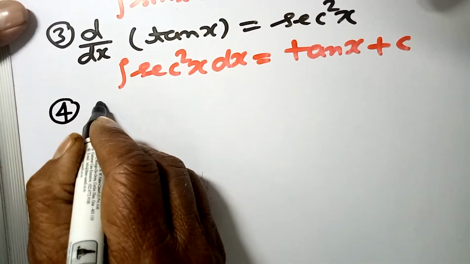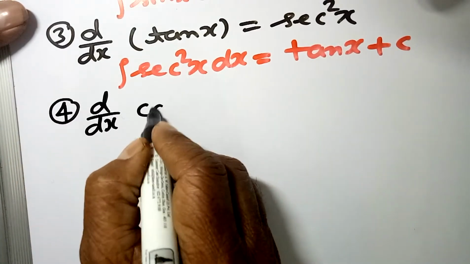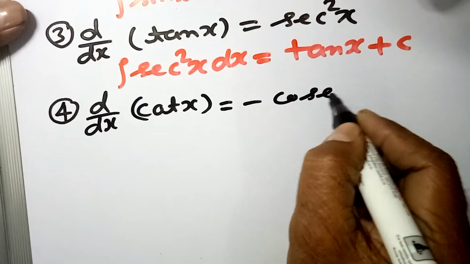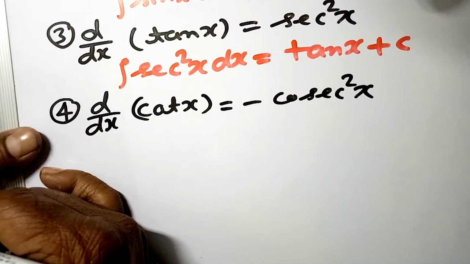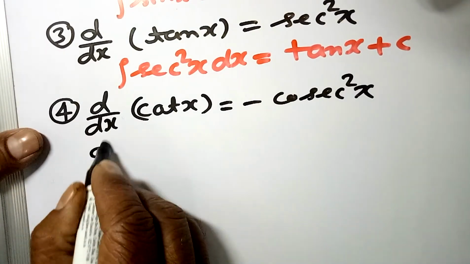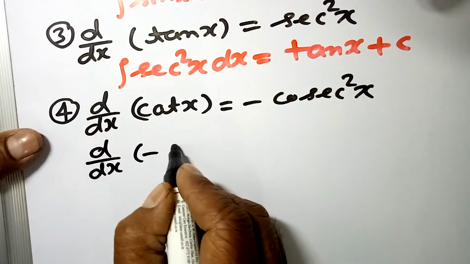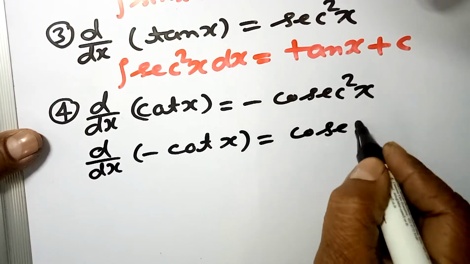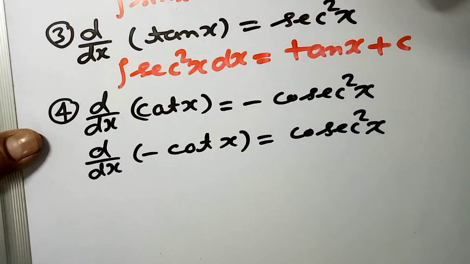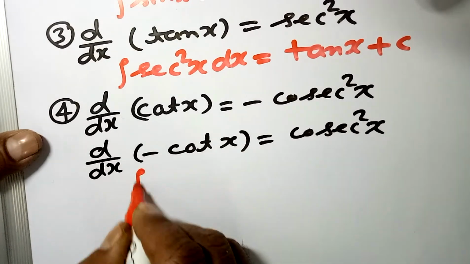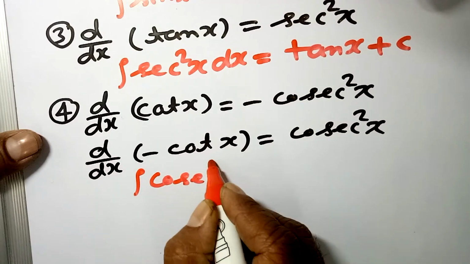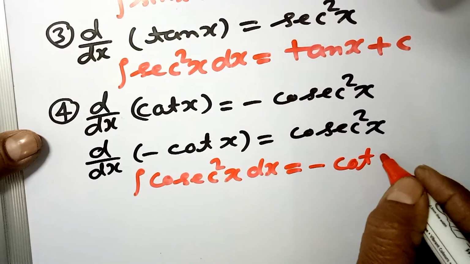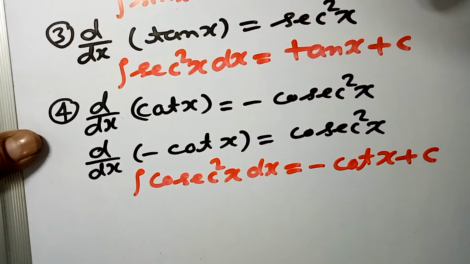Next, d dx of cot x is equal to minus cosec square x. That negative can be adjusted on the left side and we have derivative of minus cot x is equal to cosec square x. Because of this, integral of cosec square x dx becomes minus cot x plus constant of integration.